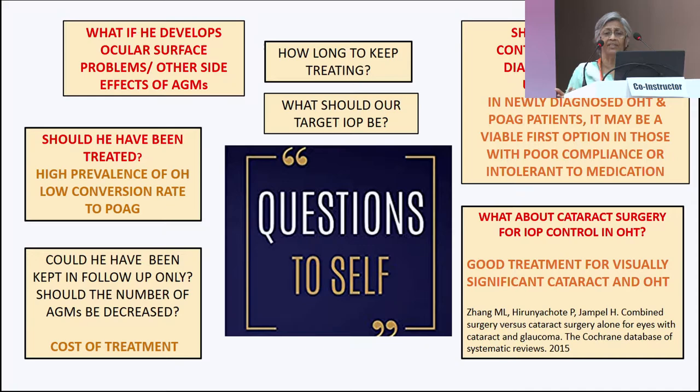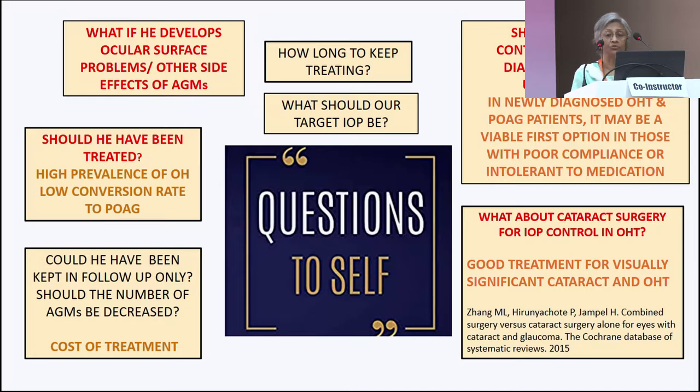Should we contemplate surgery if the patient has, let's say, newly diagnosed ocular hypertension and IOP is also uncontrolled? In newly diagnosed ocular hypertension and POAG patients, it may be a first viable option in those with poor compliance and who are intolerant. Mind you, lots of patients are intolerant. We have to recognize that intolerance and not give, for, let's say, brimonidine toxicity, lots of steroid ointments. No, please don't do that.